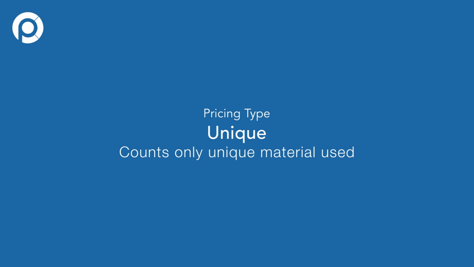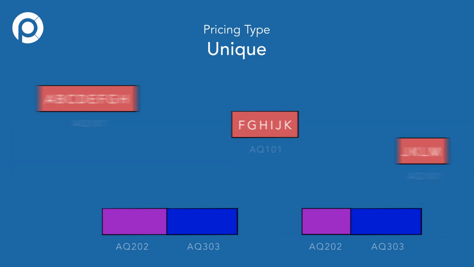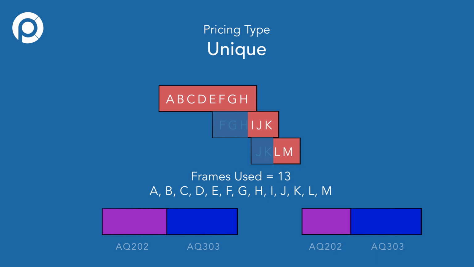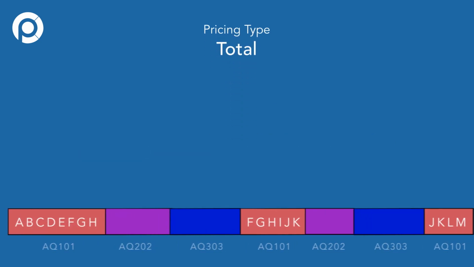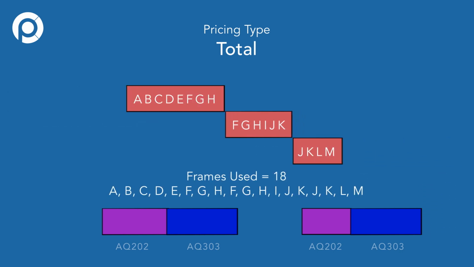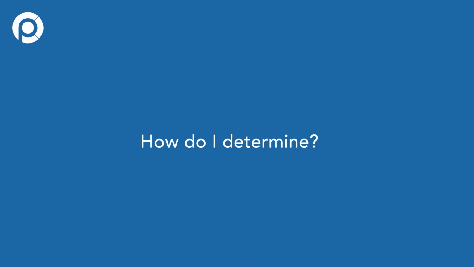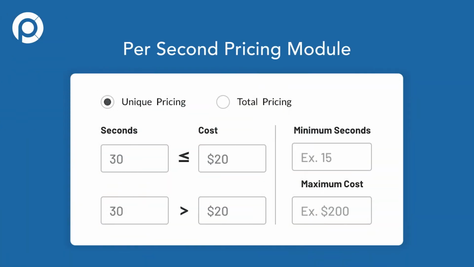Unique. If you choose this option, ClearPost will only calculate a cost based on the unique material used in your edits. Meaning, if you use the same section of a piece of acquired footage more than once in your edit, it will discard any duplicated frames when getting a count of seconds used. Total. This is the opposite of unique. It will not discard duplicated material. It will count every frame of use when getting a count of seconds used. So how do I determine which pricing type to use? Please consult with the source to determine which way they price their material. By default, unique will be selected.